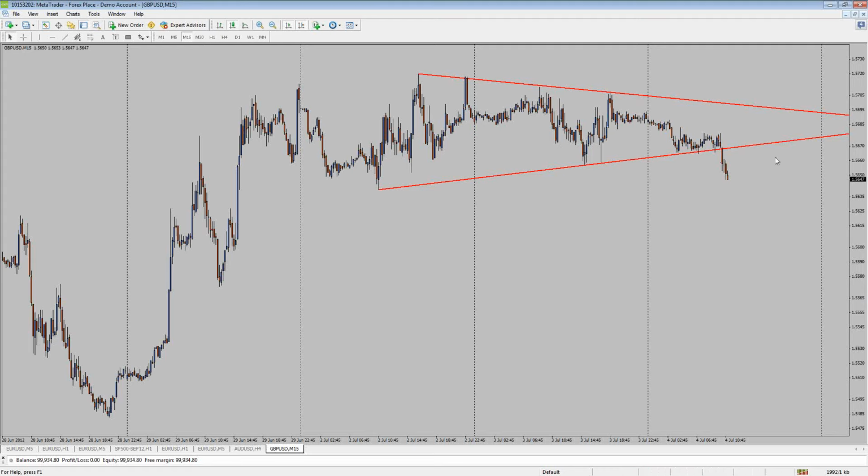It's a long consolidation. It seems maybe that the pound dollar broke this symmetrical triangle, and you can see here how it broke with quite a decisive candle. So we may see the pound dollar continuing going down.